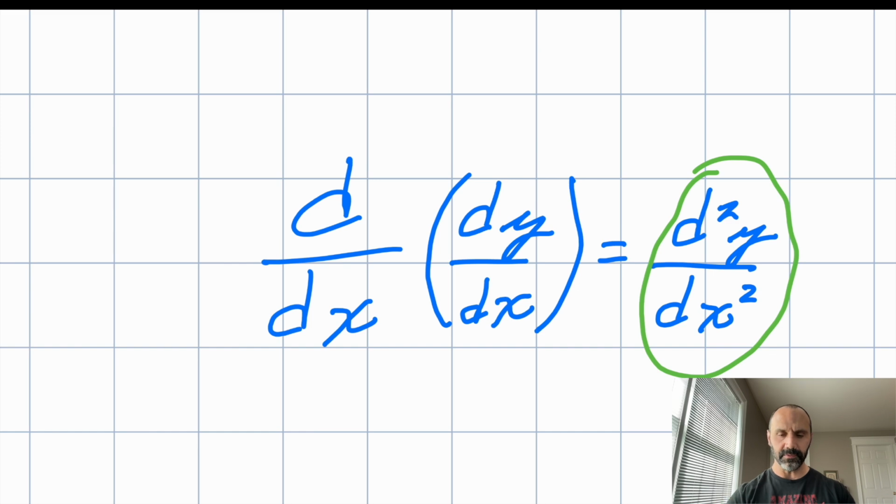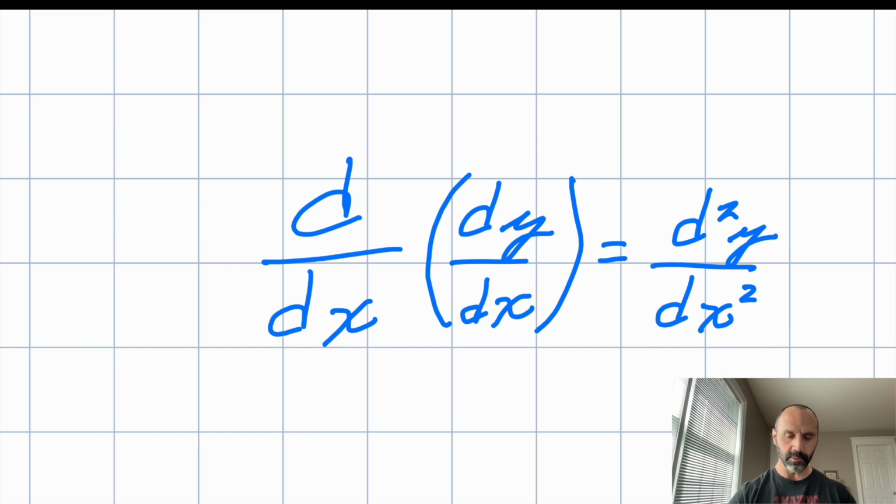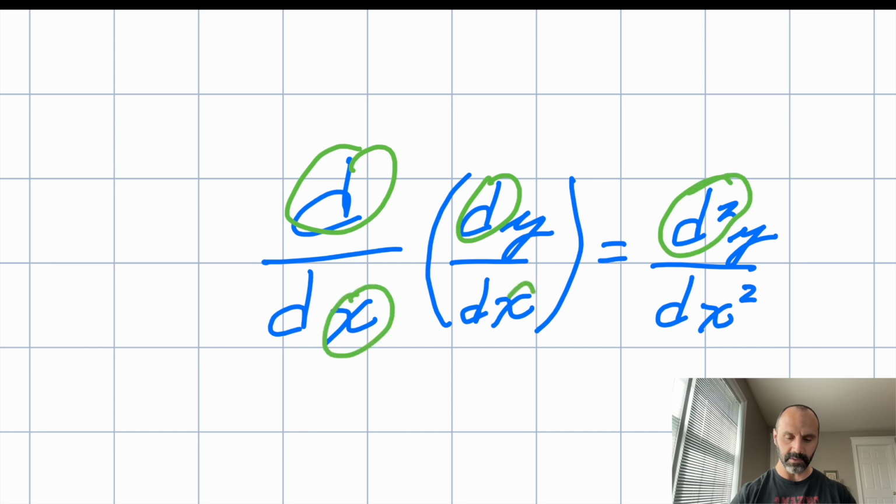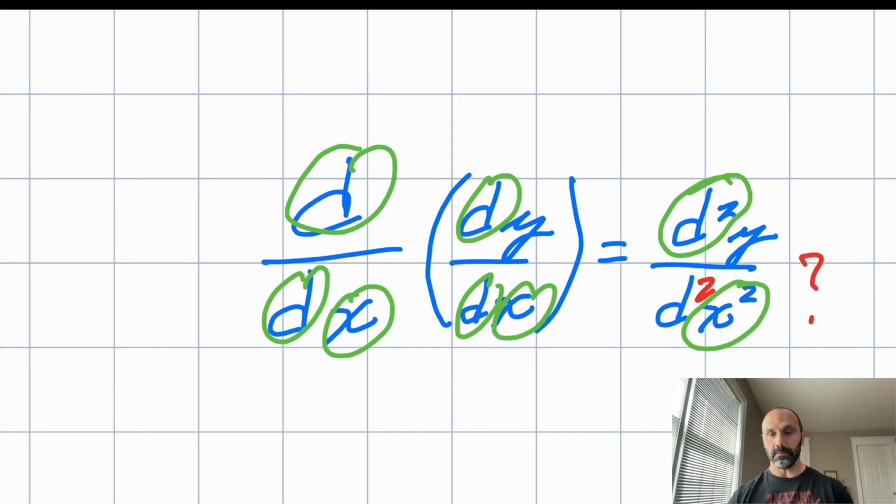And it seems a little bit funny because it would seem like, we've got the two d's up here, so that gives us the d squared. We've got the two x's down here, that gives us the x squared. But then we've got two d's, so why doesn't this have a d squared on it? Right? Why isn't it d squared y over d squared x squared?